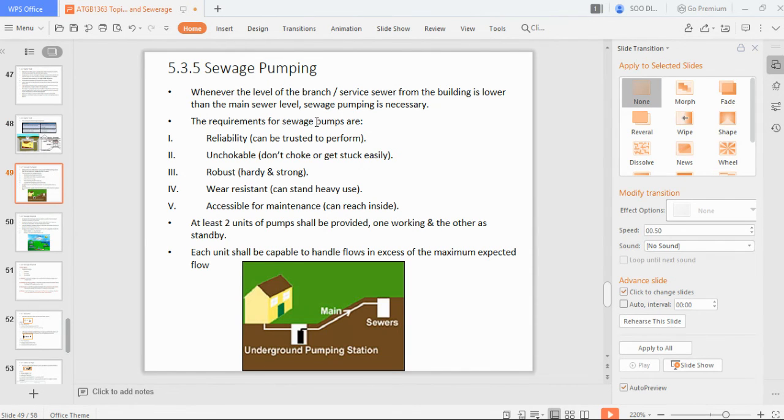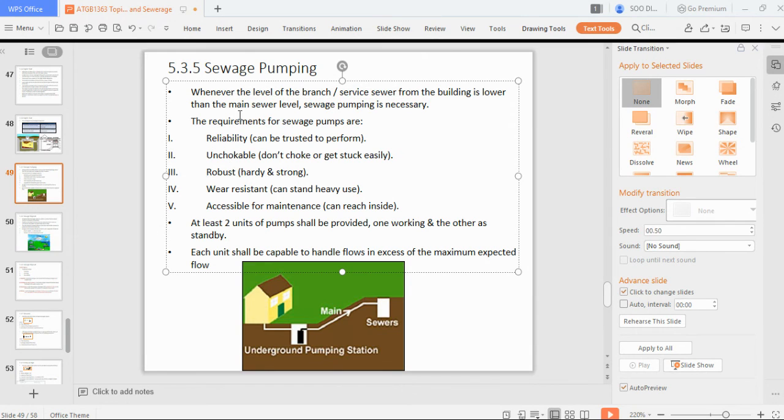Okay, so next we want to have sewage pumping also. Usually you do not want to have sewage pumping from your house to the sewer. You want to have piping installed in a gradient where you don't require this pumping.